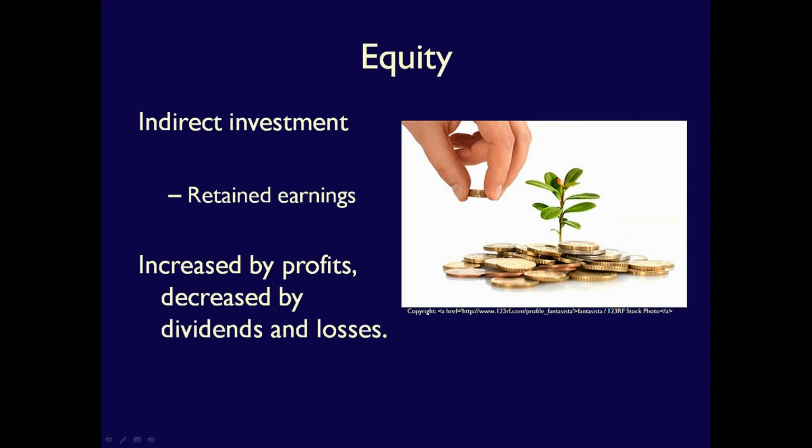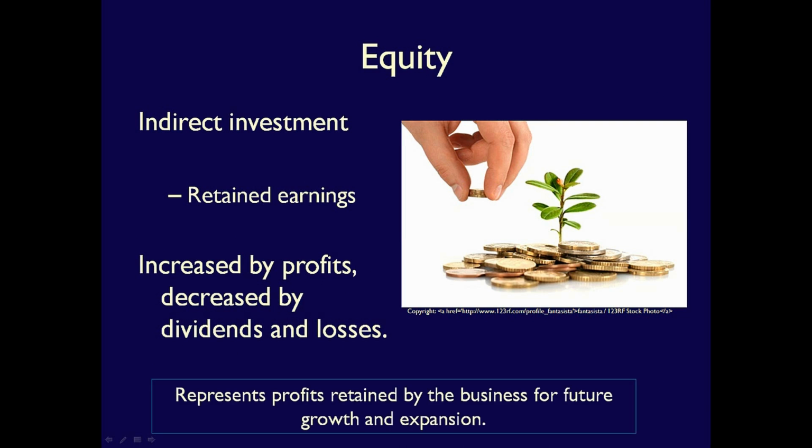Shareholders indirectly contribute capital when the company decides to retain profit instead of paying it out to the shareholders in the form of dividends. This indirect investment is called retained earnings. Retained earnings is increased by profit and decreased by dividends paid out to shareholders as well as losses from the income statement. The amount of retained earnings represents all past profits kept in the business to help a company grow, less all past dividends paid as well as losses.